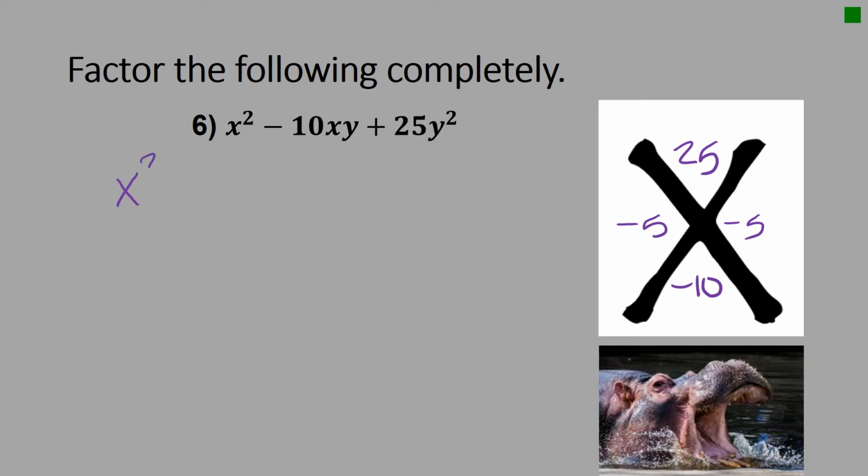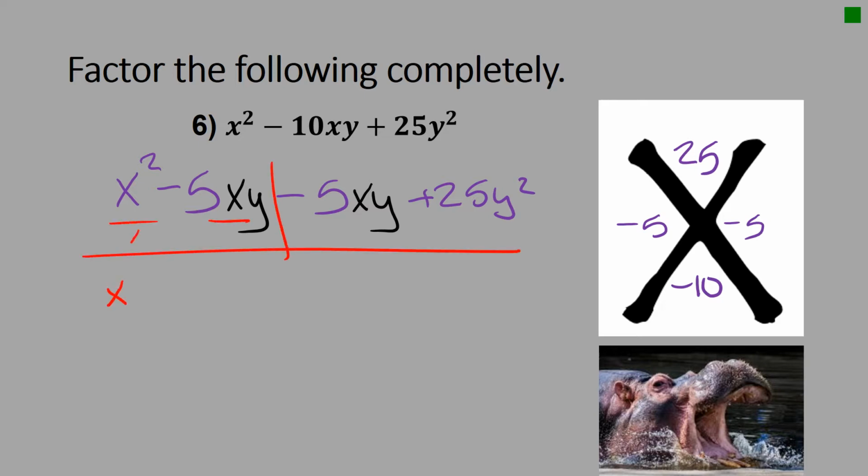So we're going to go x squared. When we put minus 5, do not forget you need both the x and the y. Then we have another minus 5. Do not forget you need both the x and the y. Plus 25y squared.